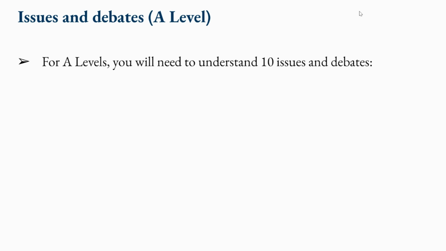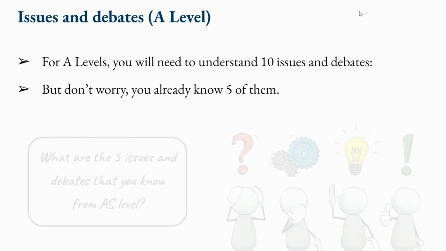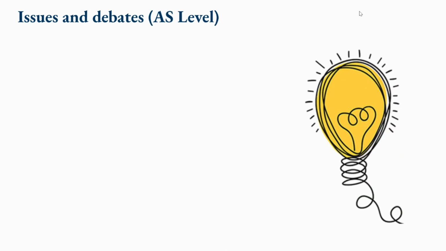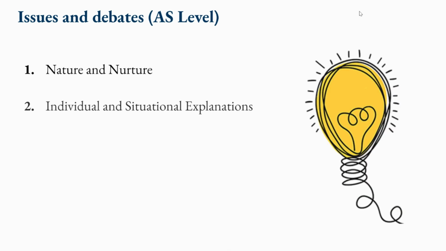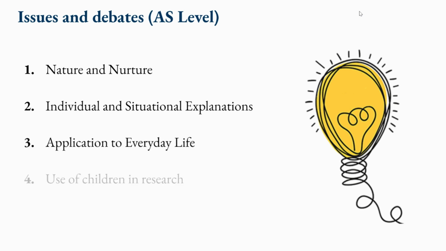So for A-Levels, there are 10 that you have to know. However, if you took AS level first, followed by A level, you'll already know 5 of them. And they are nature and nurture, individual and situational explanations, application to everyday life, use of children in research, use of animals in research. I made a video on these 5 already, so if you're not sure about these, go back and watch that one first. It's about 10 to 15 minutes if I remember correctly.